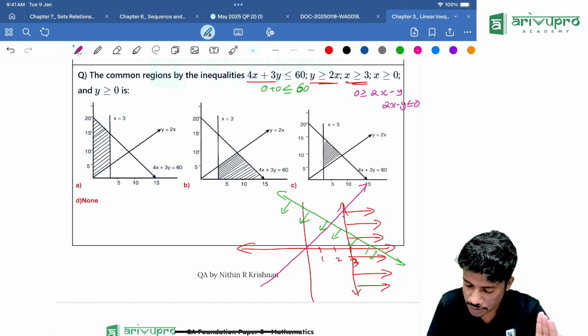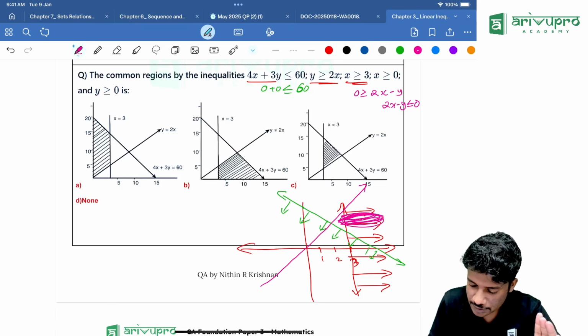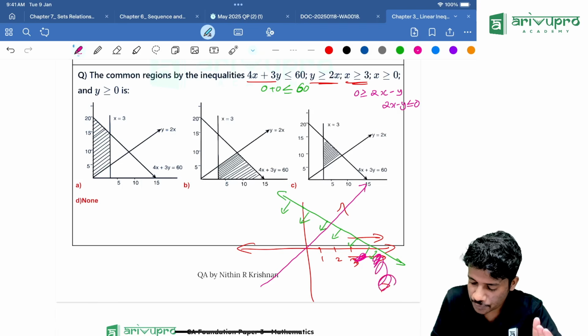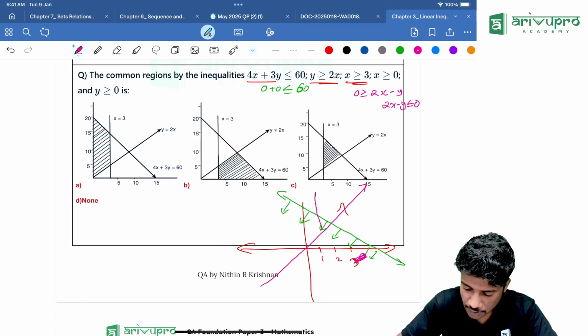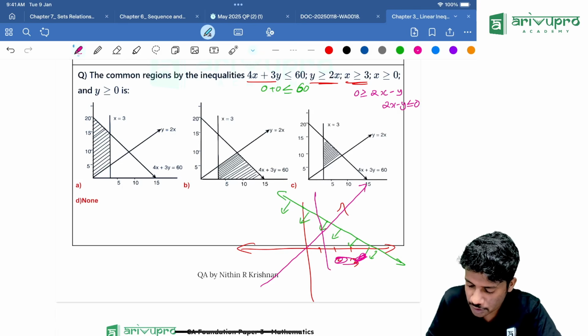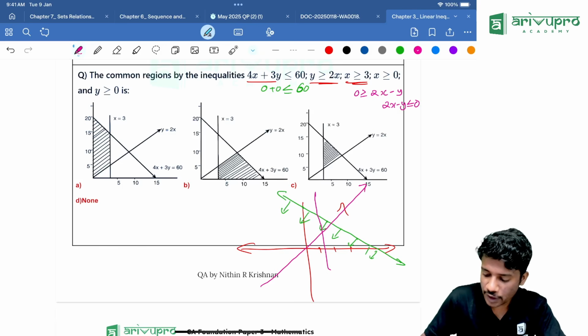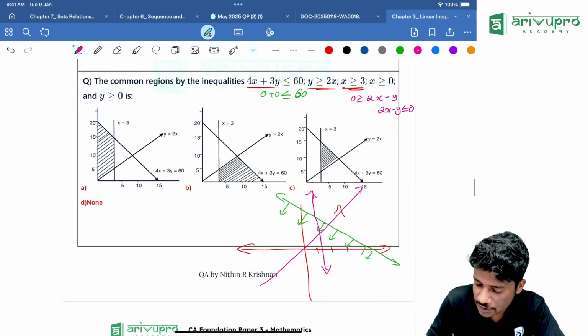Yes, I draw it somewhat little problematic. I'll draw the graph as per what they did. So they have drawn it like this. Correct? I'll ignore this 1, 2 and 3. Okay. Everyone understood this? Yes. x is equal to 3. It is going towards this side.